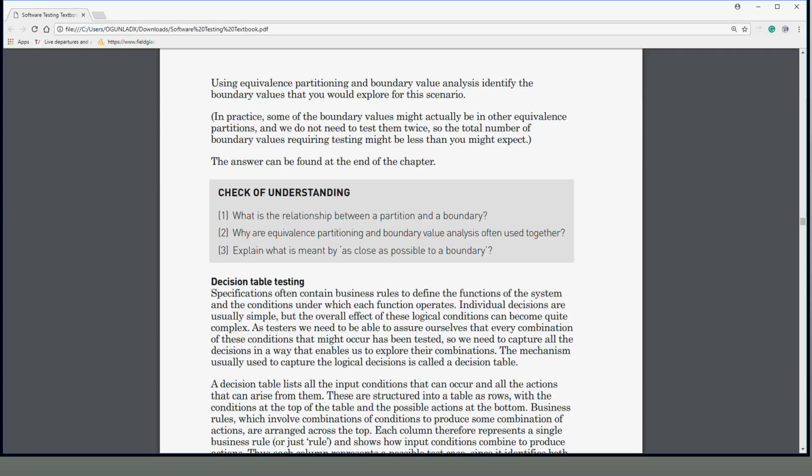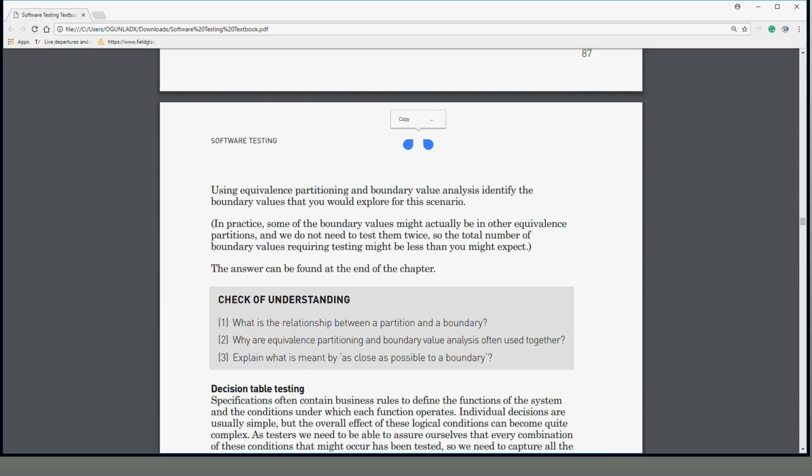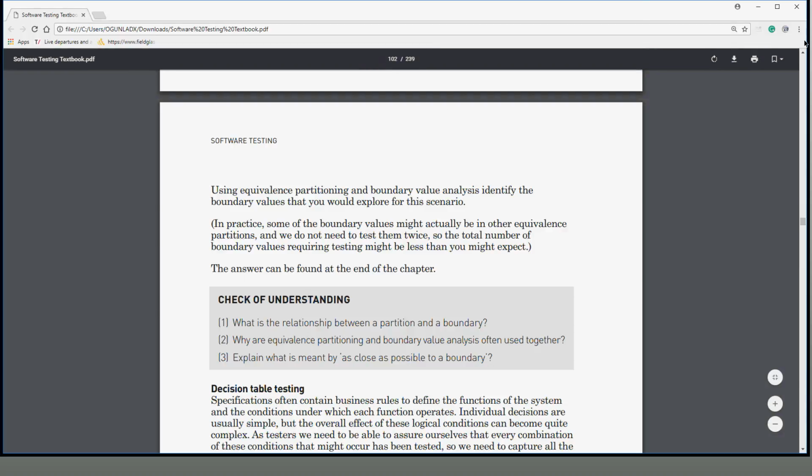So I'll say that is basically it for today. Decision table, to be honest, I don't think we need to cover that for now. So if you have any questions, let's just quickly discuss that.